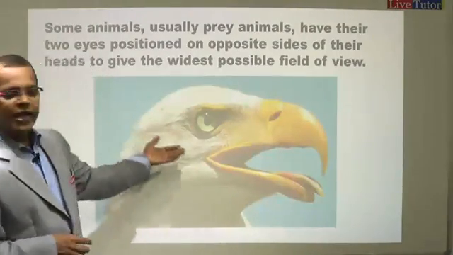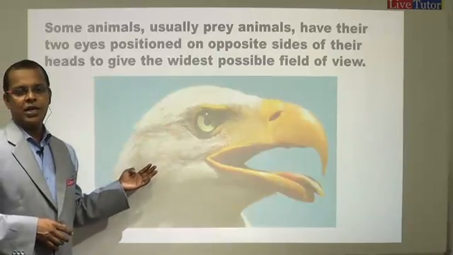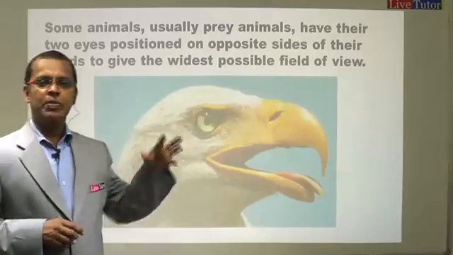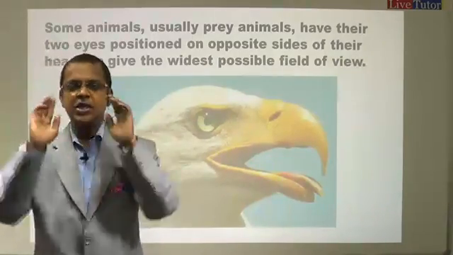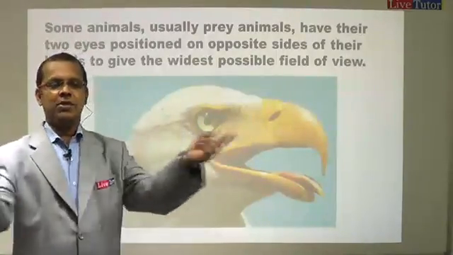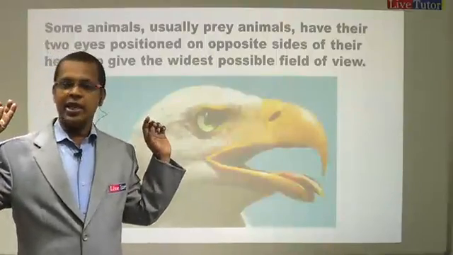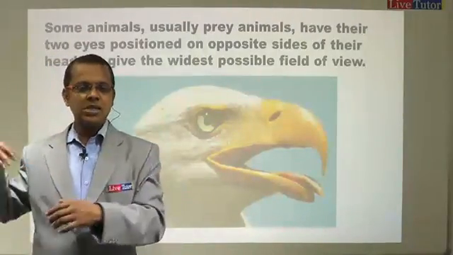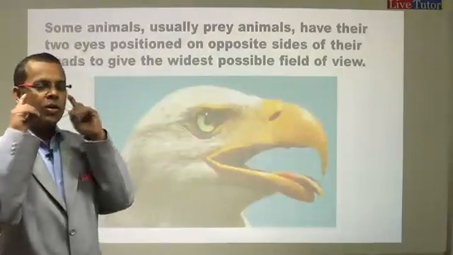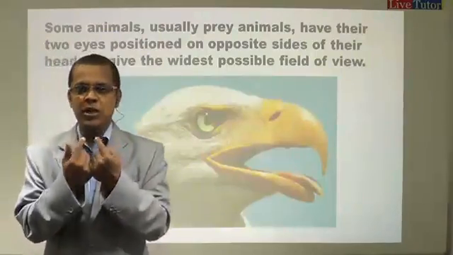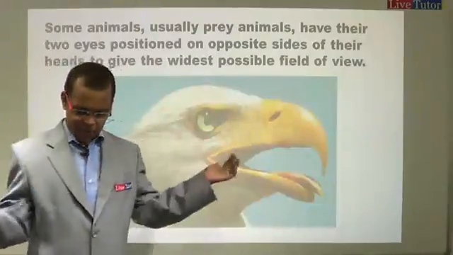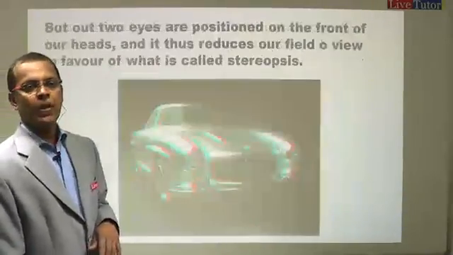And sometimes you can see that the prey animals, which others hunt for food, have their eyes positioned on opposite sides, so that they can have a maximum of around 270 degree widest possible view on both sides. That way, even if a predator is about to catch them, they can escape. For that only they have got the eyes on both sides, not like us. We have got eyes only on the face, but for them the eyes are positioned sidewise, so that it will enhance the maximum field of view.